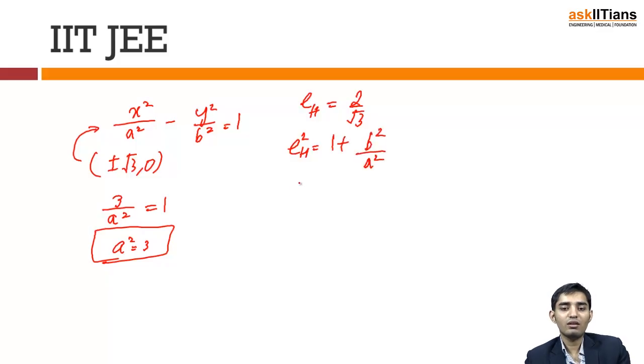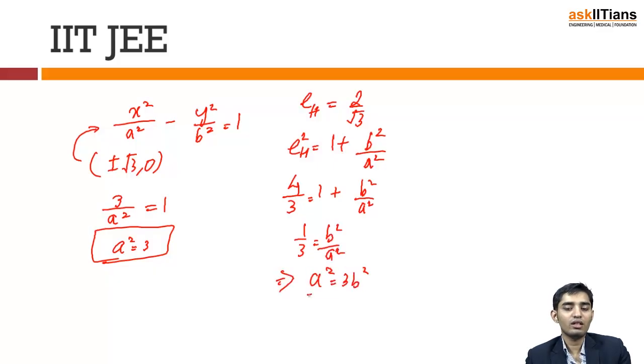Okay, relation between A, B and E. So this is 4 by 3 equal to 1 plus B square by A square. So from here I will get 1 by 3 equal to B square by A square. So this implies A square equal to 3B square. Now if A square is 3, then B square will be 1.